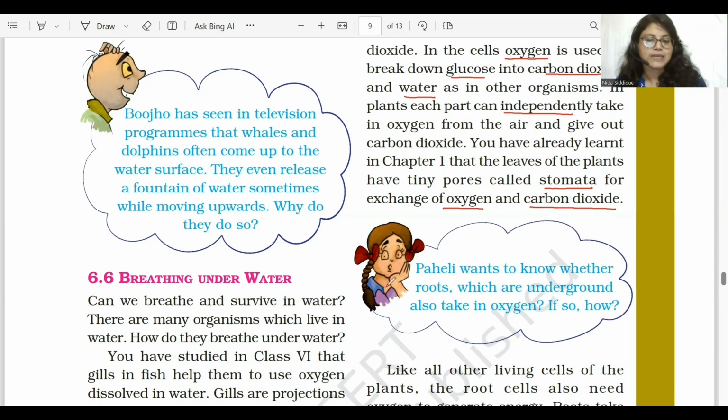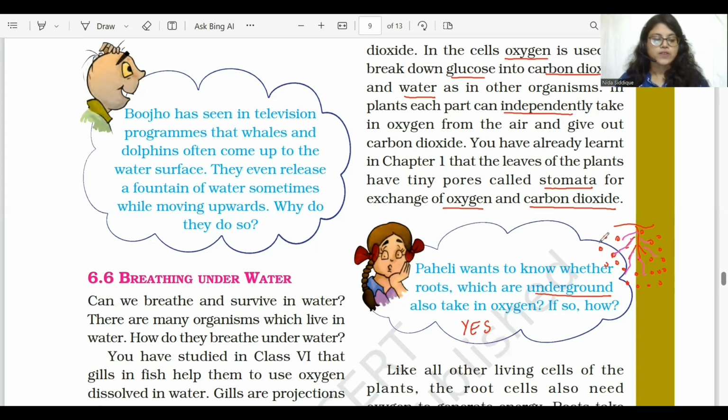So here we have Paheli. Paheli wants to know whether roots which are underground also take in oxygen. If so, how? Let us understand this. Yes, plants have roots which are present under the ground, but they also take in oxygen. These roots are present in the soil. Now these soil particles have space between them. And the roots take air from the space between the soil particles, and from there they take oxygen from the air.